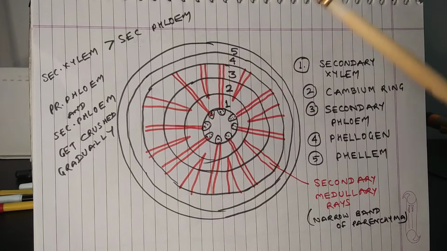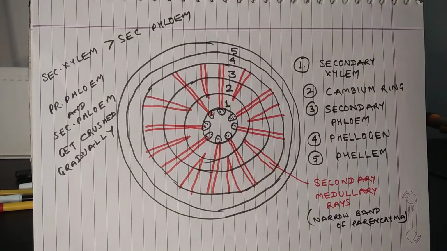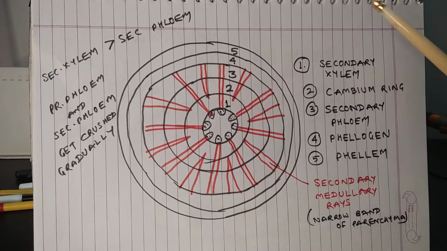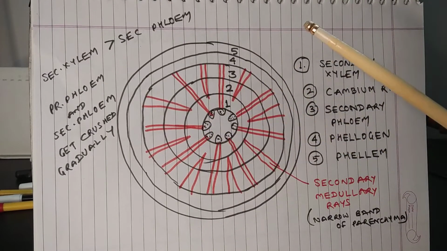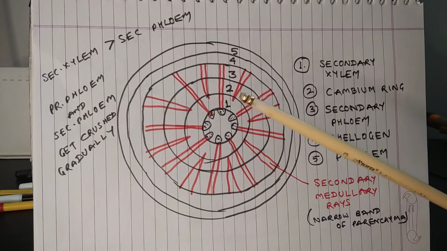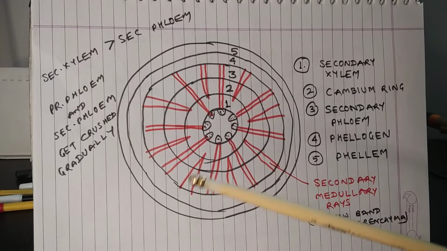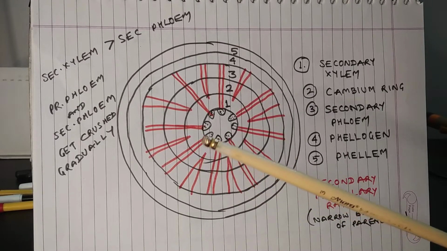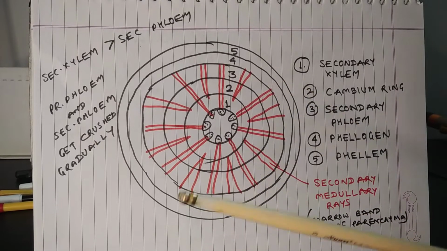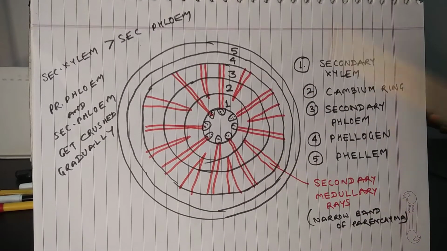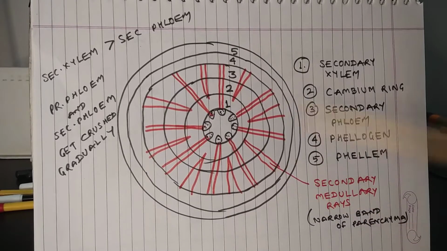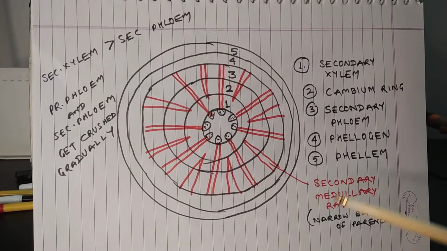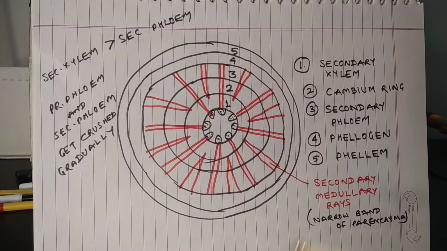The activity of cambial ring is greater towards the pith compared to towards the periphery. So the secondary xylem is produced in much greater number compared to secondary phloem, and a time comes when too much production of secondary xylem results in primary phloem and secondary phloem getting crushed gradually. So there will be lesser number of secondary phloem and primary phloem in a mature stem. So this is the transverse section of a stem in which secondary growth has already taken place.